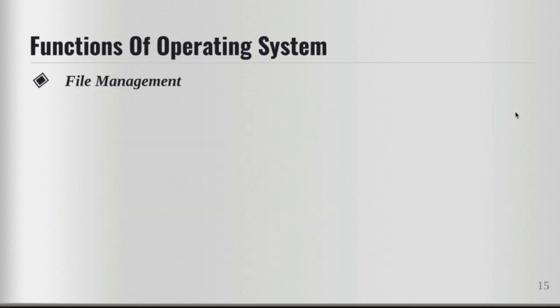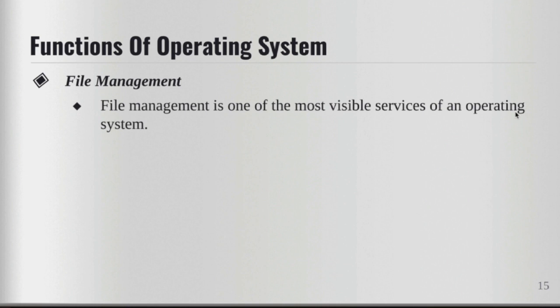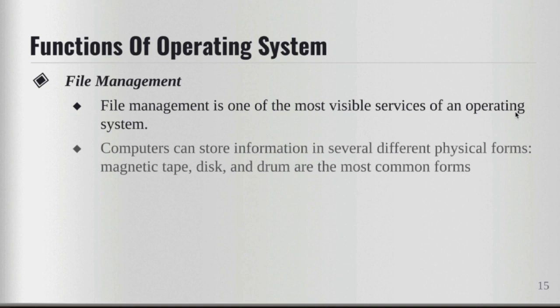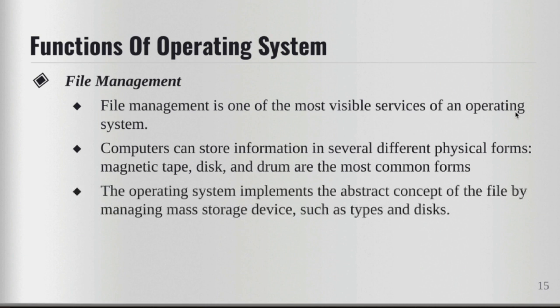Another function of operating system is file management. Now, file management is one of the most visible services of an operating system. Computers can store information in several different physical forms. Magnetic tapes, disks, and drums are the most common form of storing the information. The operating system implements the abstract concept of the file by managing mass storage devices such as tapes and disks.